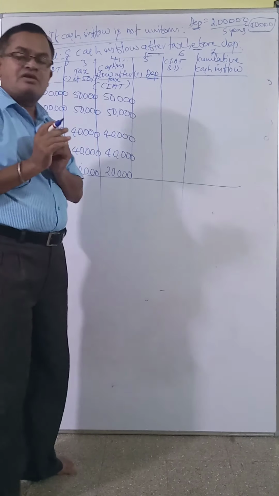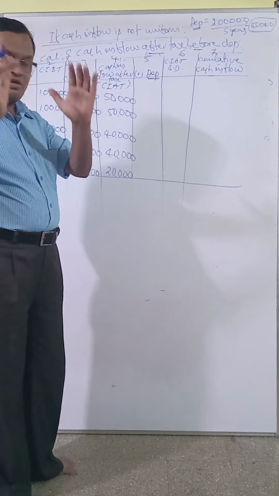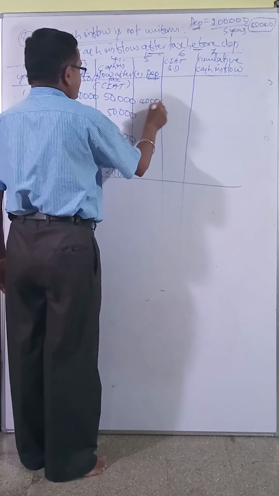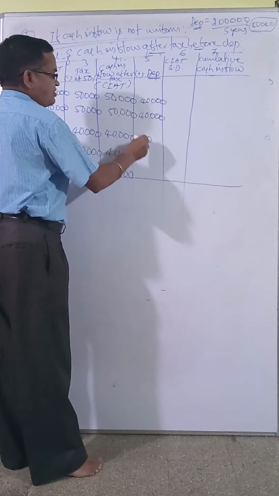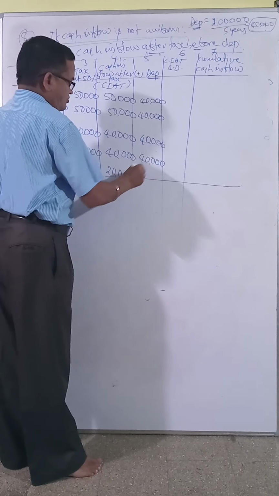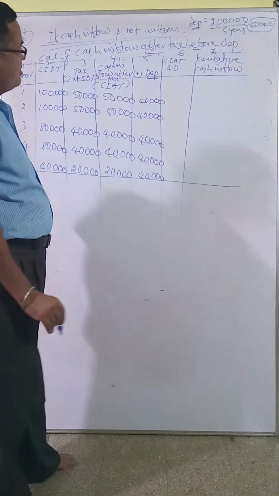Straight line method means what? Every year the amount of depreciation is the same, or fixed. I have to add 40,000 for all years. See, 40,000. I explain slowly why I do this.